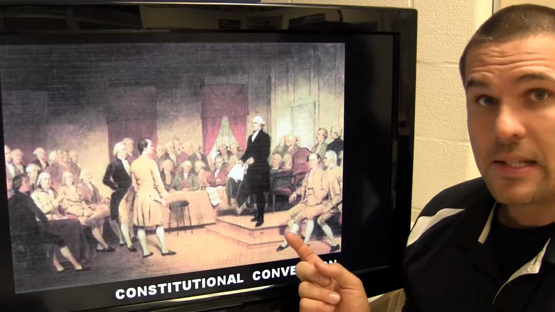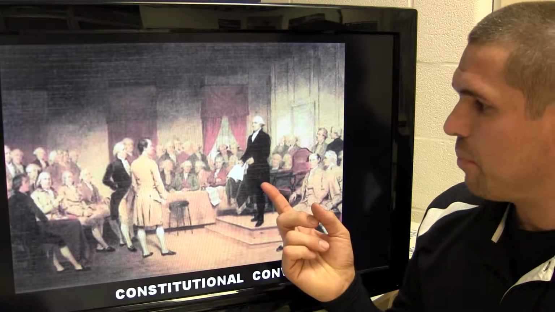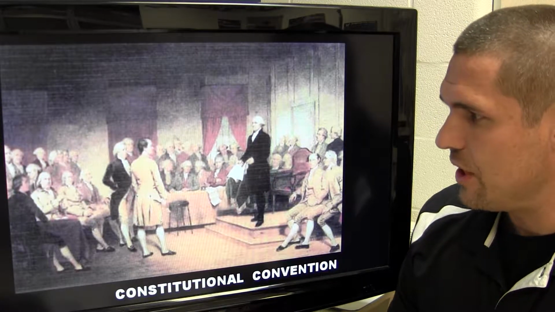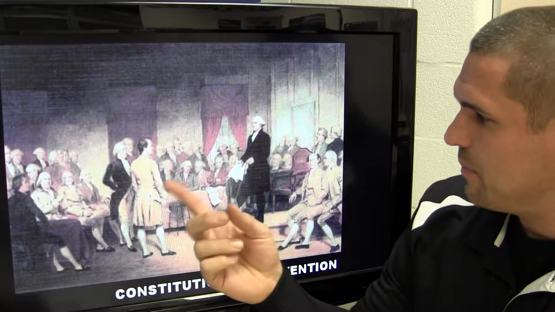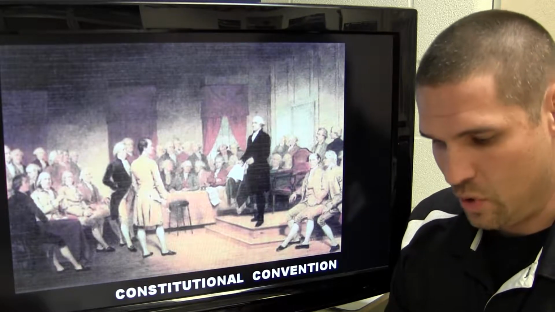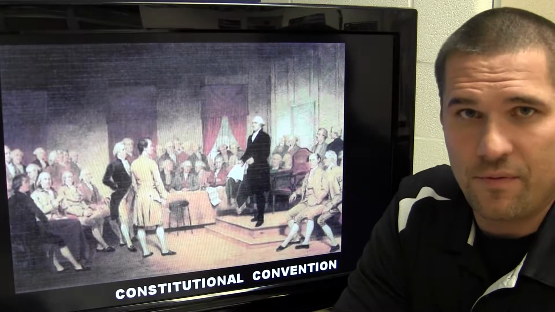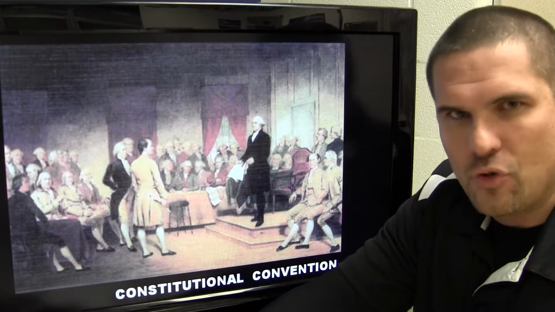You may have seen this painting done of the Constitutional Convention, where you have the President of the Congress, which is George Washington, and you have Ben Franklin over here, and James Madison. You have a lot of the famous people that we're used to talking about here. So who's at this convention? Who are these people? What on average, what are they like?